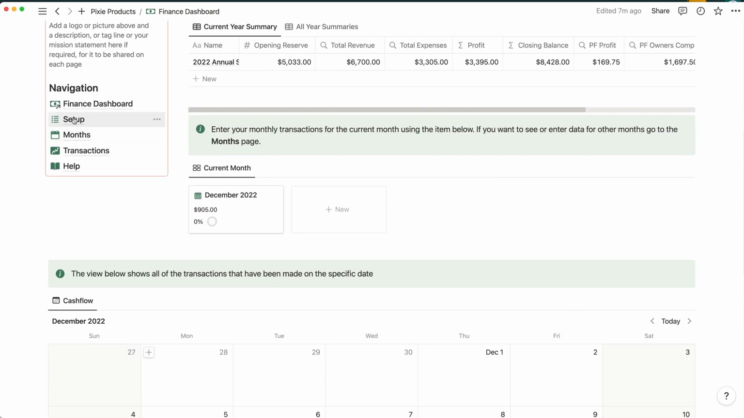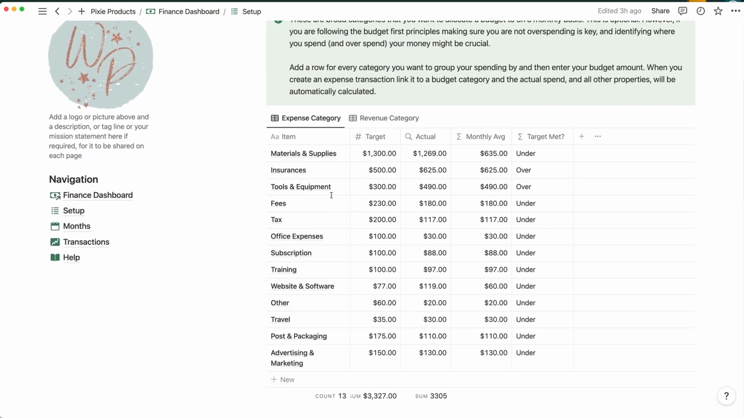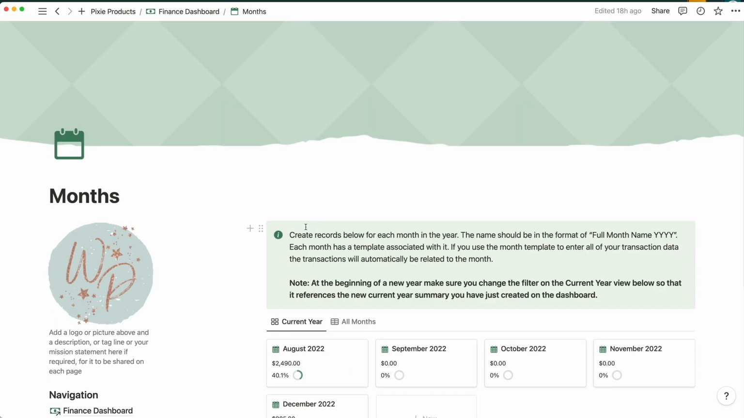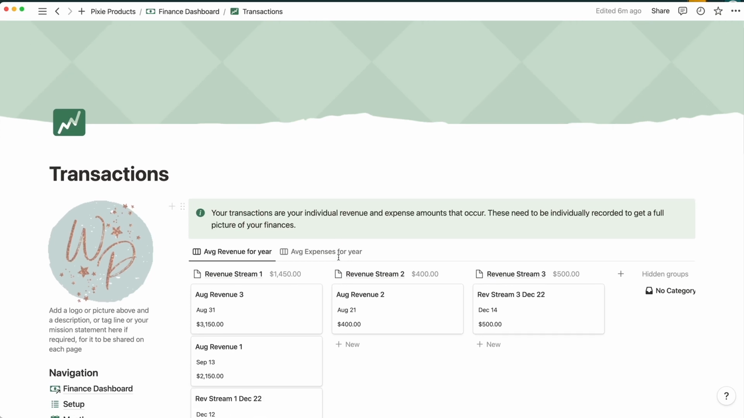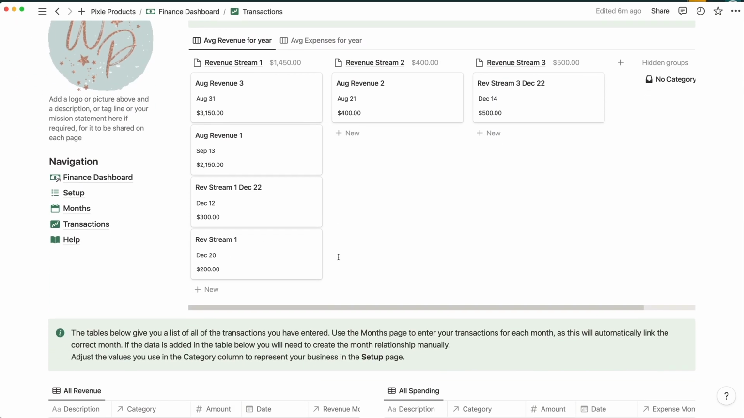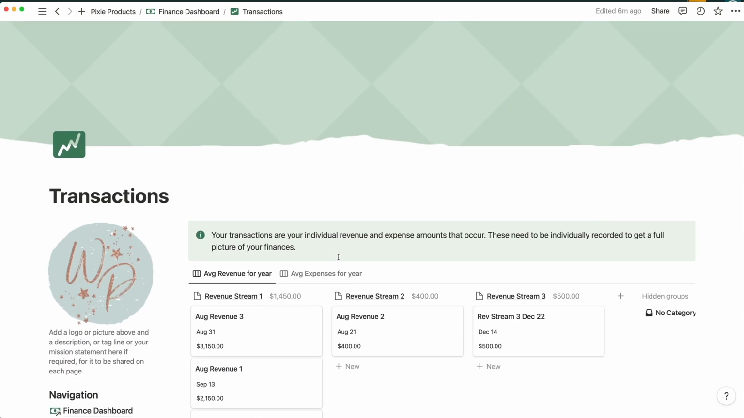We then have a particular section that helps you set everything up when you first get going. You can look at all of the data on a monthly basis again, so we can see everything month by month. And we've got a section that shows you all of the transactions if you want to look at it in one go rather than doing everything on a monthly basis. So it shows all of that.